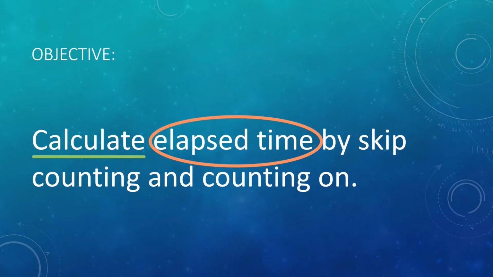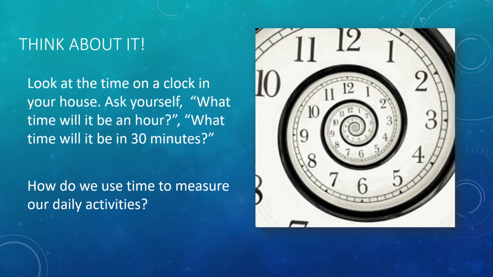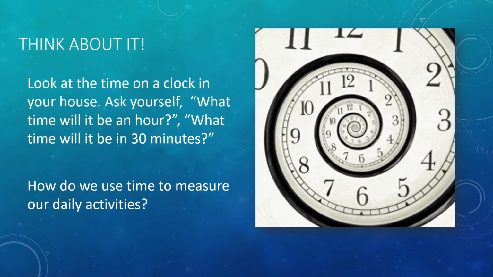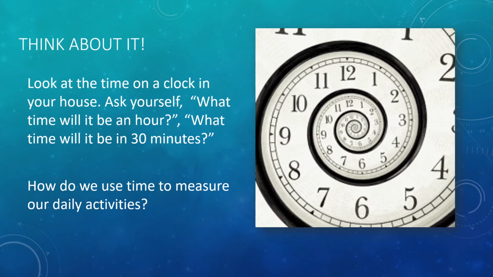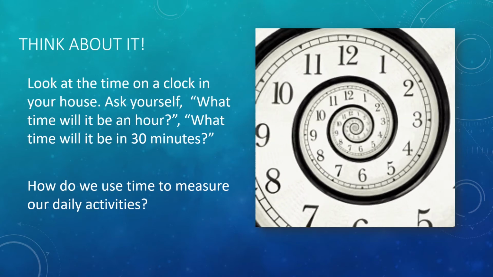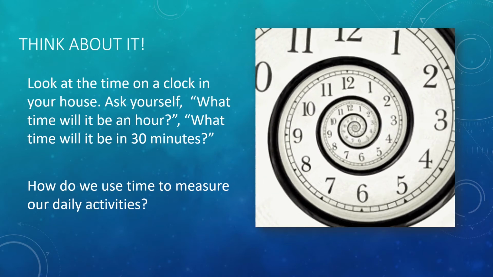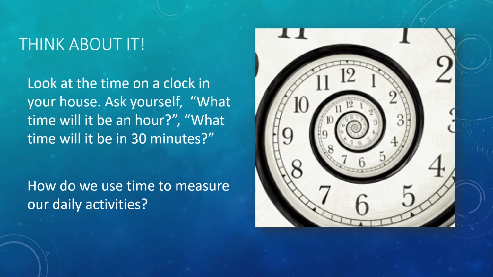Think about this. How much time has elapsed since you've eaten? How much time has gone by since you've last had a snack? Maybe eaten breakfast or lunch? Or maybe if it's early, dinner from last night. Look at the time on a clock in your house and ask yourself, what time will it be in an hour? What time will it be in 30 minutes? How do you know? What kind of clues do you use to help you tell time? What kind of clues help you figure out how much time has gone by?